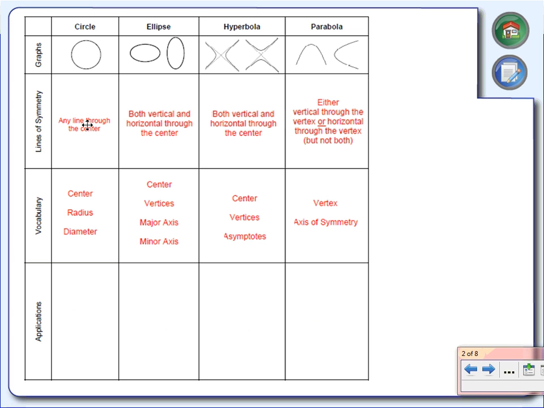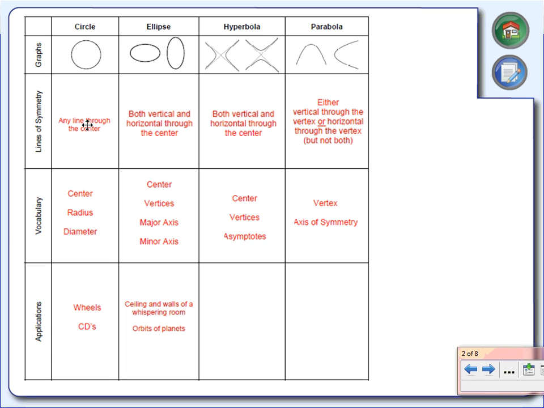Now down there at the bottom, some applications, some places that we might find circles, ellipses, hyperbolas, and parabolas. So the first one here, circles. We might see those in wheels or CDs. Those are some examples of applications of a circle. As far as an ellipse, some applications would be something called a whisper room, or the orbit of planets.